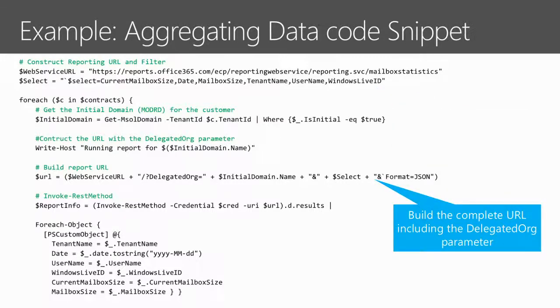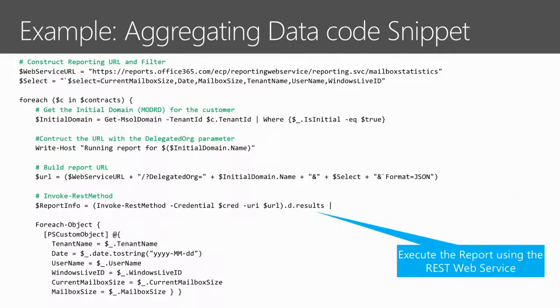Here is where I'm constructing the actual complete URL of calling this. Again, you'll notice here I'm using the delegated org parameter. Okay? And then I'll be plugging in each of my customers' domains as I do this. Here's an example. Now, I mentioned earlier in the slide, I could have called this report directly from PowerShell.